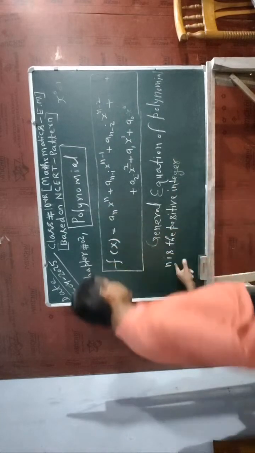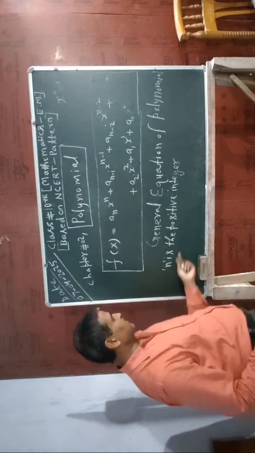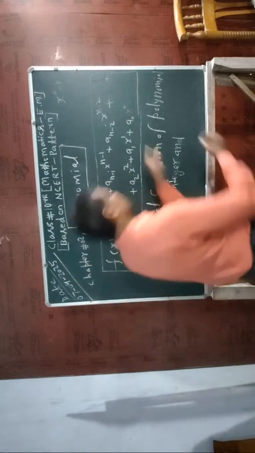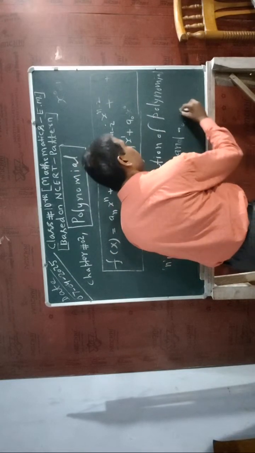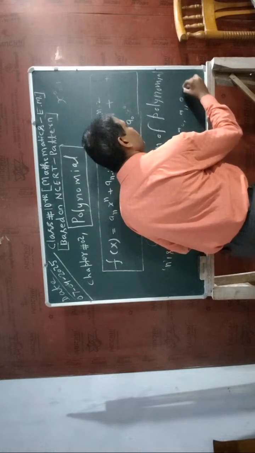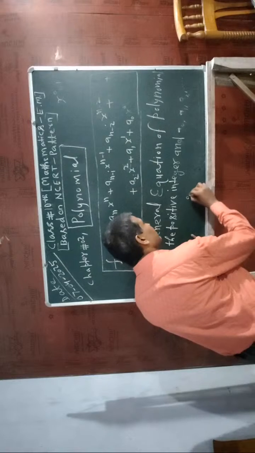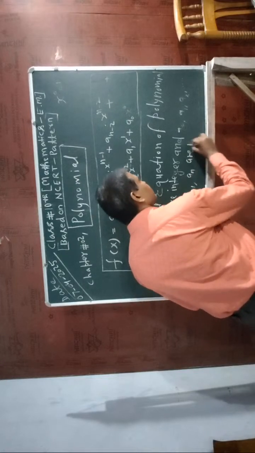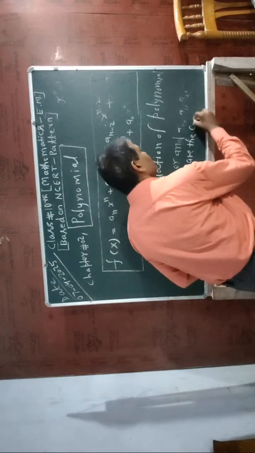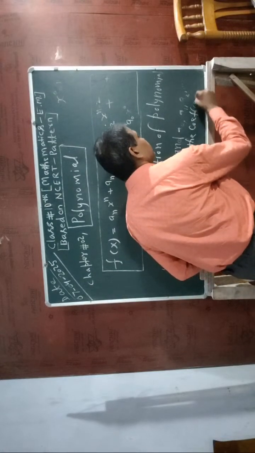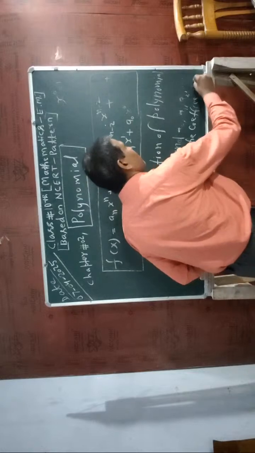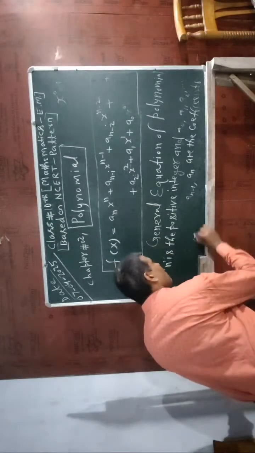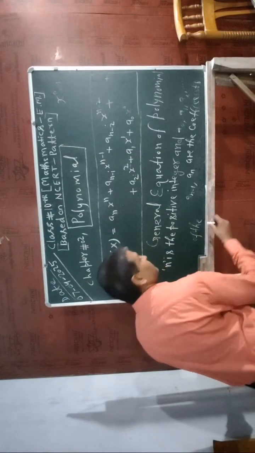x is positive, n is a positive integer. Here n is a positive integer, and a0, a1, a2, up to an minus 1, an are the coefficients of the polynomial. These are the coefficients of the polynomial.